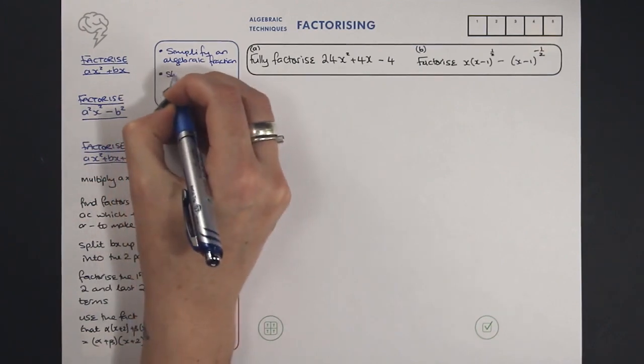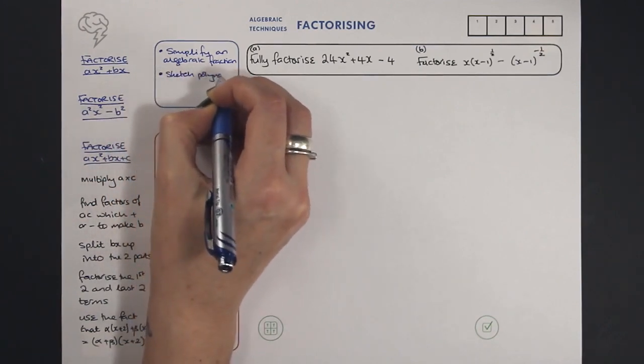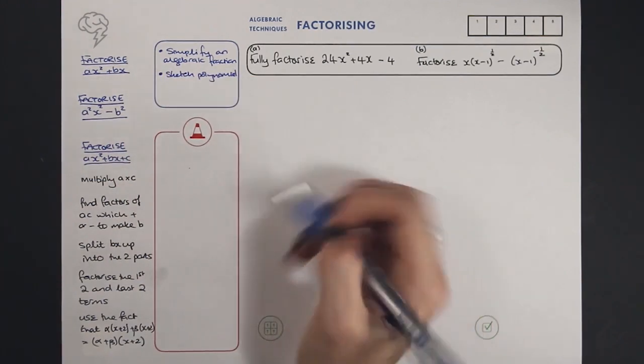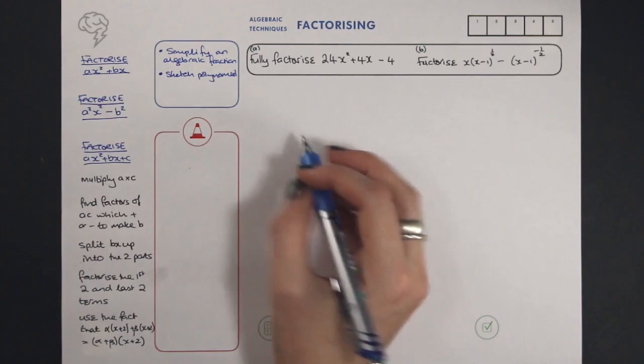Another obvious reason is that we want to sketch a polynomial. So a quadratic, a cubic, a quartic, we might want to sketch, and if we get it into factorised form, it's super easy to sketch it.